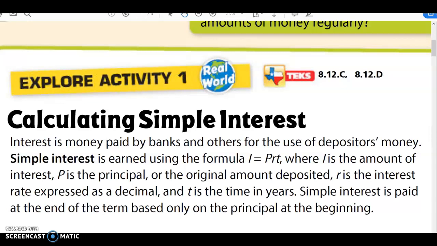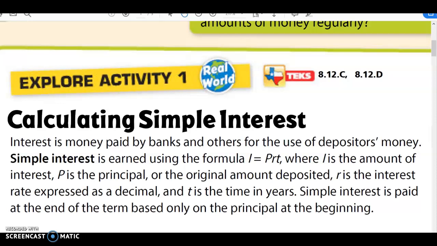All right, you guys, we are going to be talking about calculating simple interest today. Simple interest is one of those things that has a very real world application in that it's important for you to know exactly how money works, how borrowing works, especially from a financial institution.